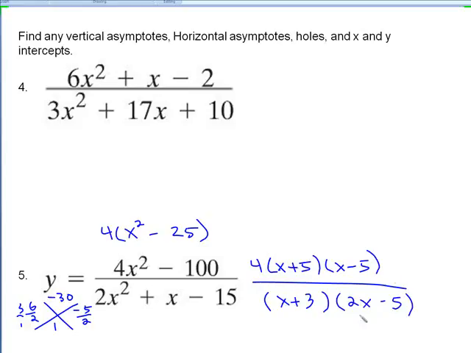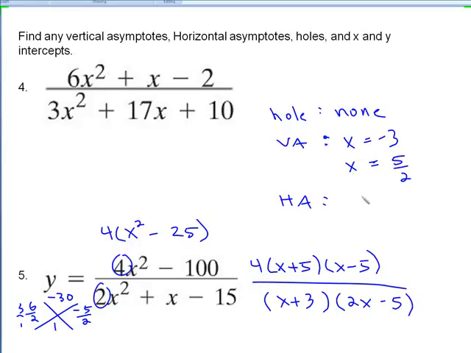Alright. So let's see if anything cancels out. Does anything cancel out? Nope, it doesn't look like anything cancels out. So, no holes. Vertical asymptote. Let's take the denominators. These were left over. So at x is equal to -3, we'll have one. At x is equal to +5 over 2. Alright, if you have a number in front of x, remember to do the opposite sign, divide by 2. Horizontal asymptote. Let's look at the values. Oh, these are the same, so look at the coefficients. 4 divided by 2, so we know it's going to be the line y is equal to 2.